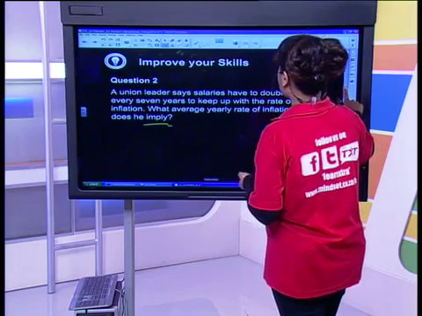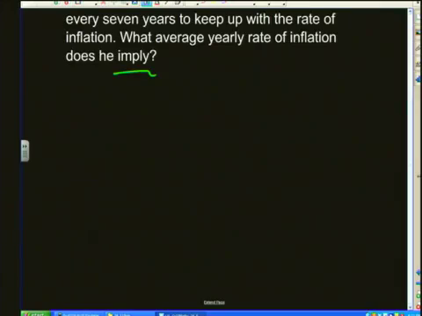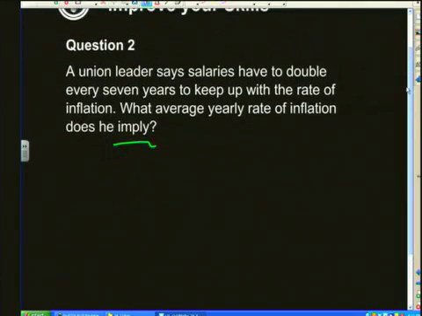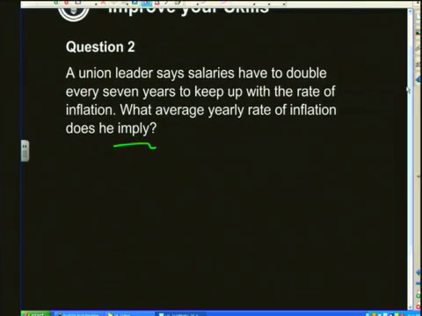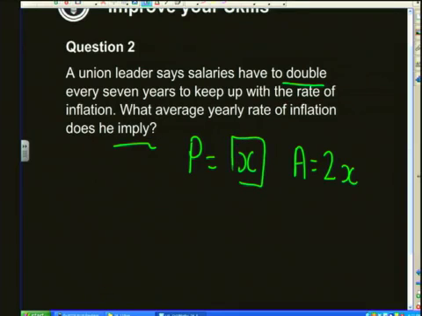Okay, so here we know that salaries have to double every 7 years. They don't give you a specific value. All they tell you is that it's got to double. So if your initial salary P is X, then the final salary, or the accumulated amount we want at the end of those 7 years, has got to be 2 times X. By using a variable, we're saying it doesn't matter what amount it is, it's going to be 2 times that amount at the end. Your X is just your placeholder.